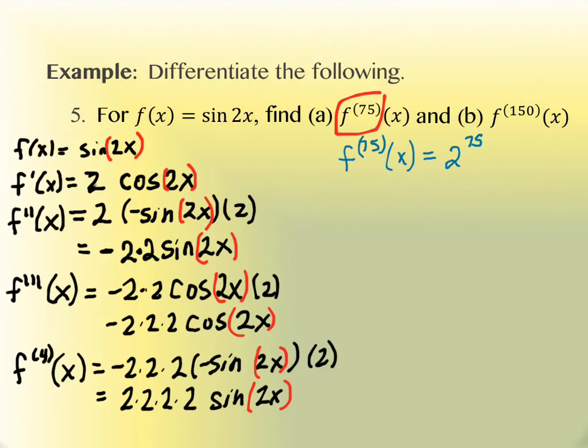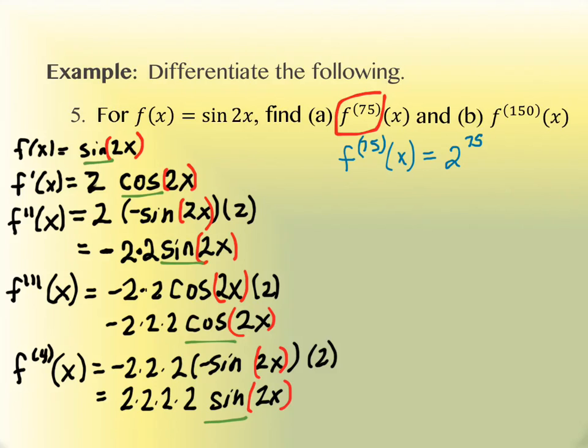Now I want you to look at what's happening with my sines. And that is like my sines and cosines. Here's sine. The derivative gave me cosine. And then the derivative gave me sine. And the derivative gave me cosine. And the derivative gave me sine. Right? They went back and forth all the way through there.